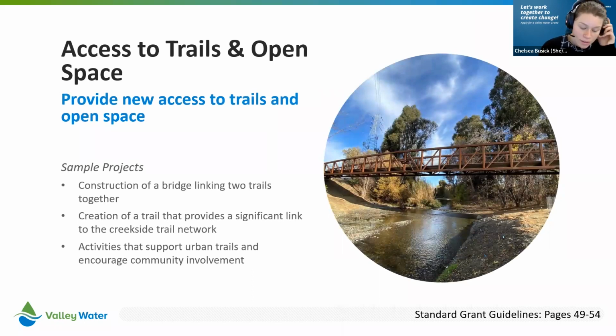And lastly, we have the Access to Trails and Open Space project type. The Access to Trails and Open Space grants are for activities that provide access to creekside trails, open spaces, or trails that provide a significant link to the creekside trail network. Sample projects include construction of a bridge linking two trails together, creation of a trail that provides a significant link to the creekside trail network, and activities that support urban trails and encourage community involvement.